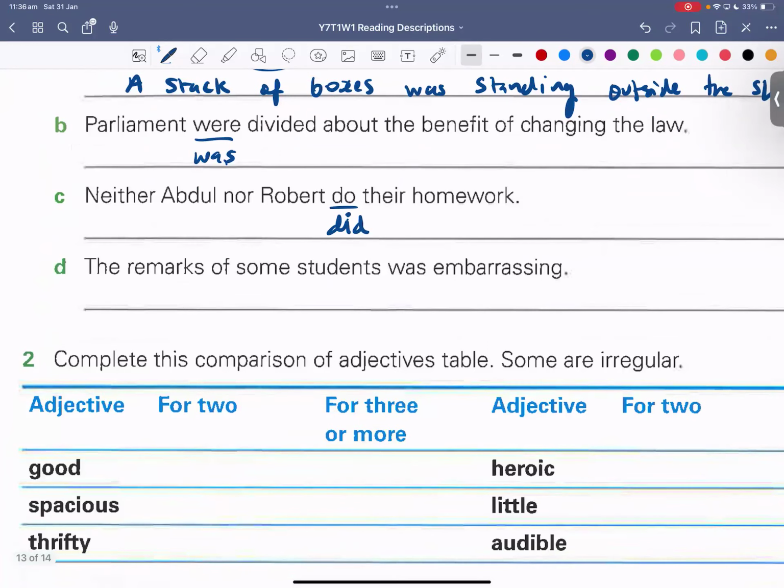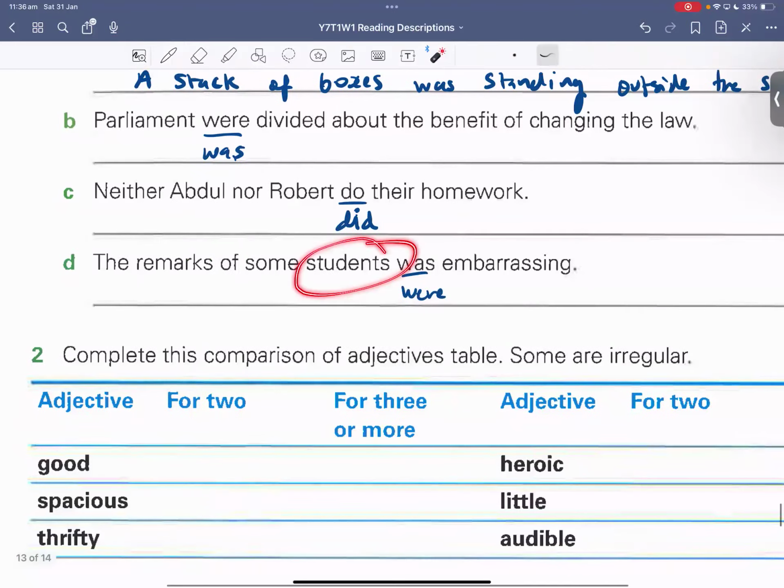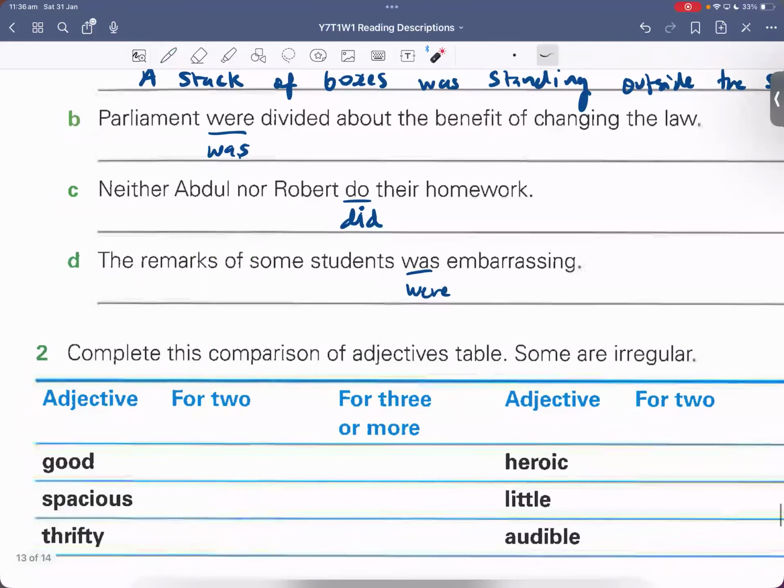The remarks of some students was embarrassing. You're right in changing was to were, but the subject wasn't actually students. The subject was remarks. That was plural. It wasn't the students was embarrassing. It was the remarks were embarrassing. But you still ended up with the right answer.